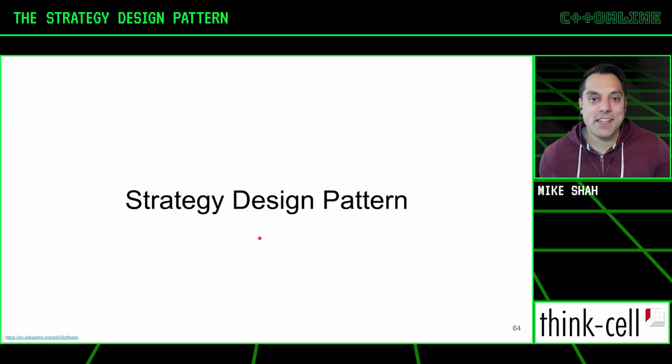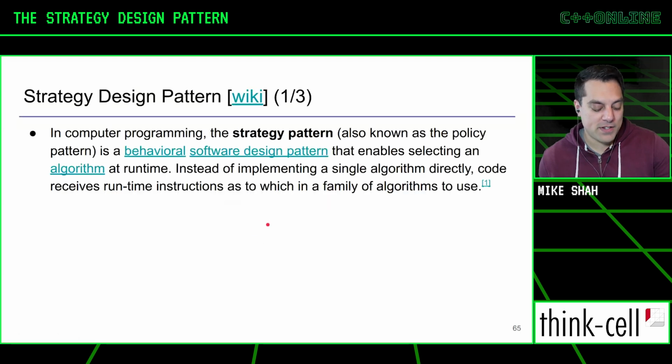So you can kind of see how we got to this formulation here for the strategy. So I'd like to present one more example and formally what the strategy design pattern is. So what is the strategy design pattern? Well, it's the strategy pattern, which also goes by this other name, policy pattern, or that's something sort of related. It's a behavioral software design pattern that enables selecting an algorithm at runtime.